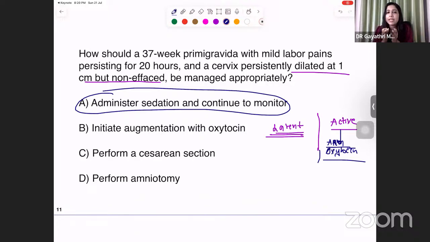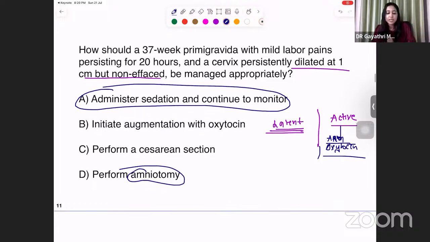So if the question gives you findings suggestive of obstructed labor, even in active phase, you won't give the additional power by giving oxytocin or ARM; you are going to choose the cesarean section. What is ARM? ARM is artificial rupture of membrane, which is equivalent to amniotomy. For the latent phase question, your correct answer is sedation and rest.